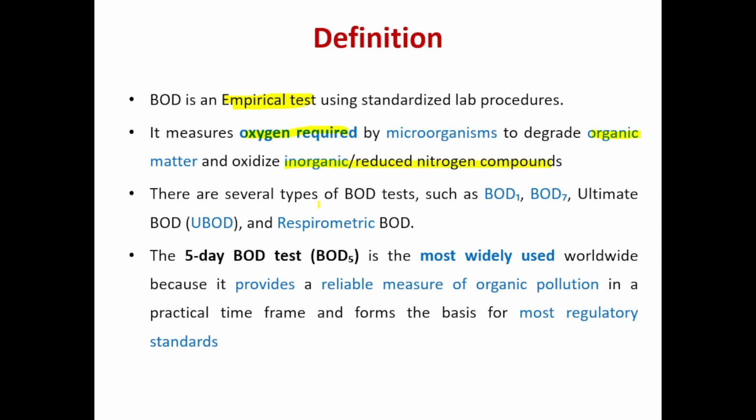There are several types of BOD tests such as BOD1, BOD7, ultimate BOD and respirometric BOD. And the BOD5 test is the most widely used worldwide because it provides a reliable measure of organic pollution in a practical time frame and forms the basis for most regulatory standards.